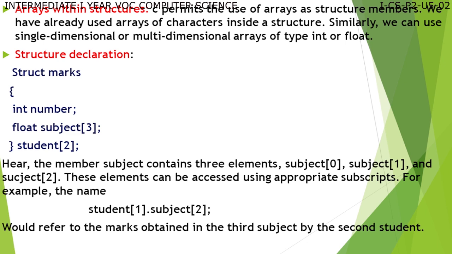Now we refer to student 1 of subject 2. This refers to the marks obtained in the third subject by the second student. Third subject of the second student.